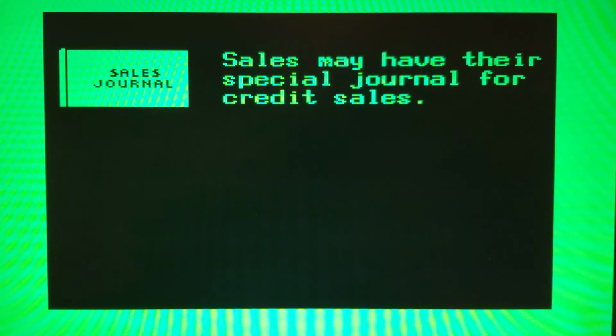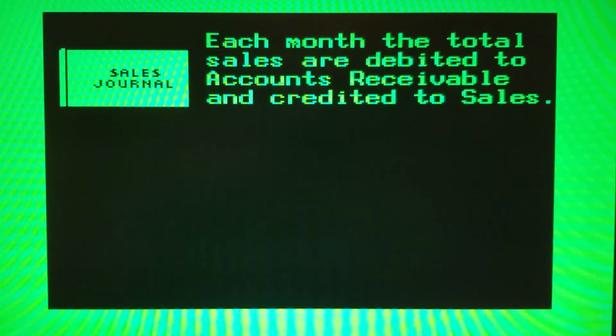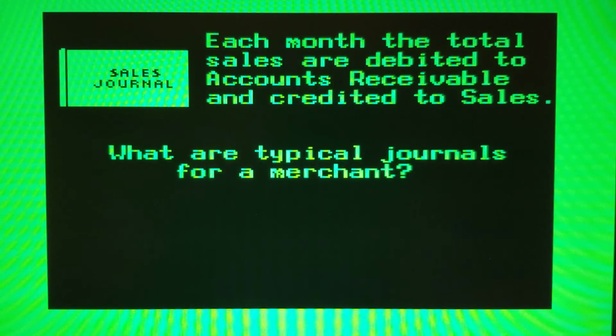Sales, like purchases, may have their special journal, the sales journal, for credit sales. Each month, the total sales are debited to accounts receivable and credited to sales. Sales journals usually have two credit columns, one for actual sales and one for sales tax. What are typical journals for a merchant?